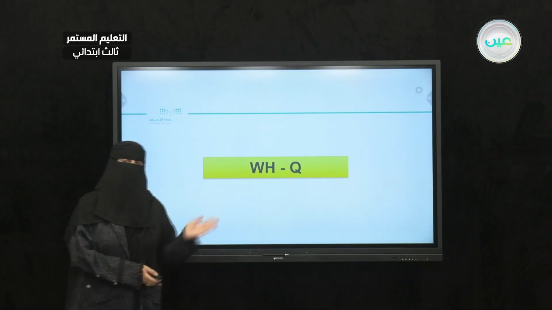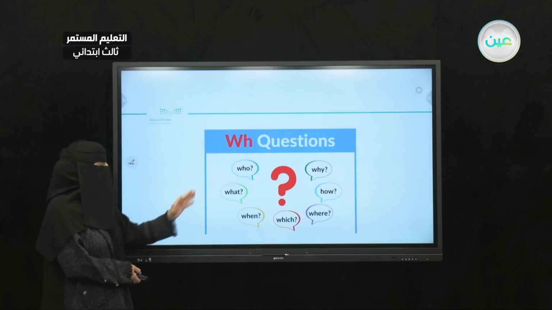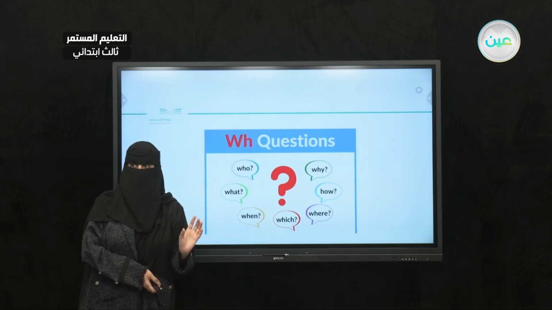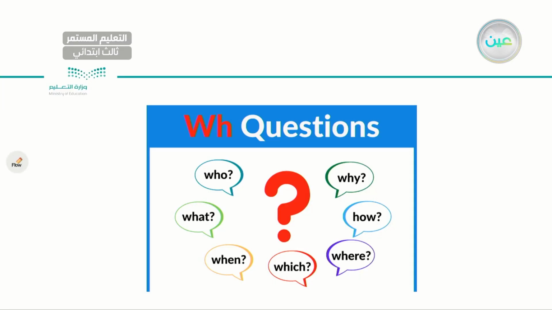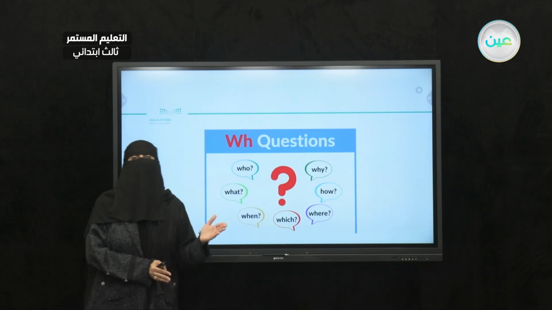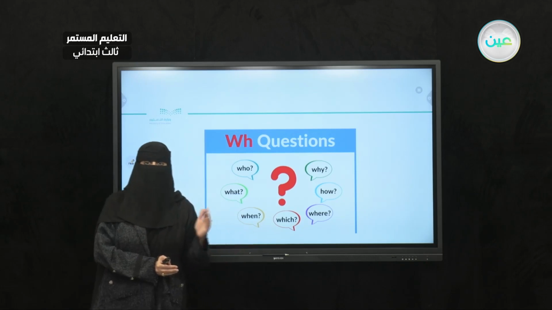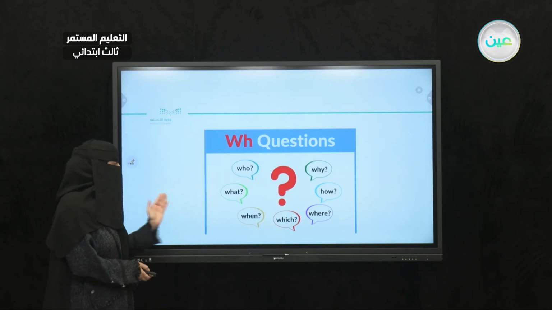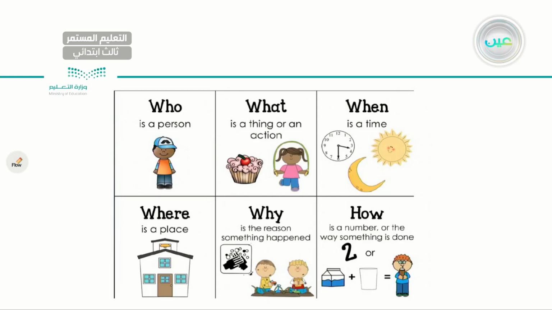What do I mean by WH questions? These are the questions that start with WH as the first letters. As you can see here, I have who, what, when, which, where, how, and why. Each question requires a different answer, not yes or no, but a different kind of information I'm seeking by asking.